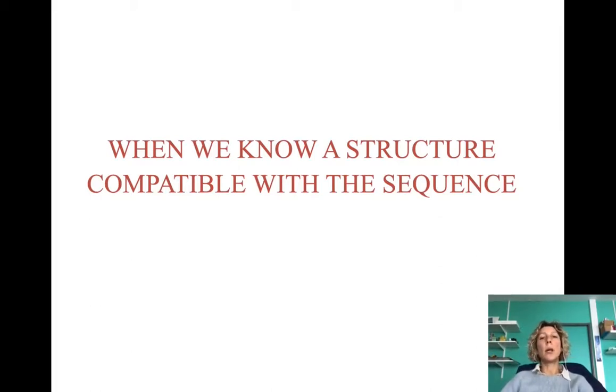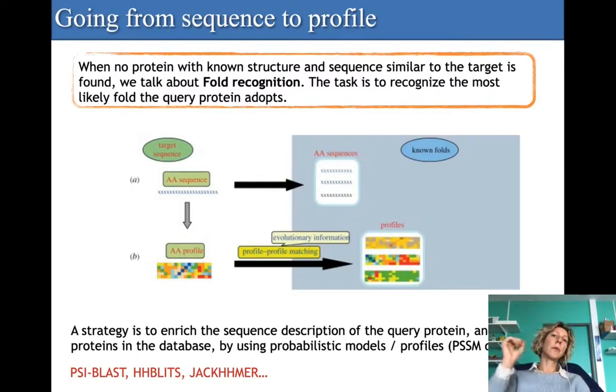Now we may not know a structure from a close homologue, but we may know a structure compatible with a sequence. So here we go from sequence to profile. So we try to generalize what happens if we don't have a close homologue for which we have a structure. Then we're going to look for further away homologues, remote homology, and we're going to use sequence profiles for these. Okay, so we talk here about fold recognition instead of comparative modeling. So the task is to recognize the most likely folds the query protein adopts.